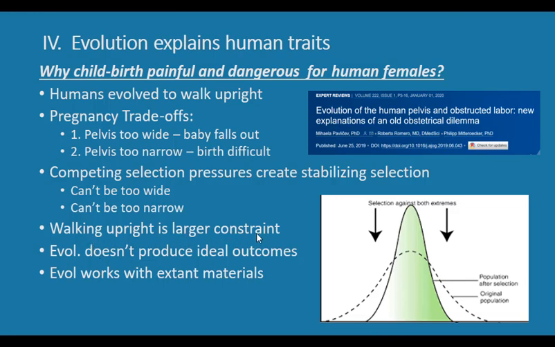So walking upright is a larger constraint. Evolution can't produce ideal outcomes. All it can do is work with extant materials. Extant meaning things that are currently in existence. Okay, so that's evolution explaining something about humans that's not really psychological.